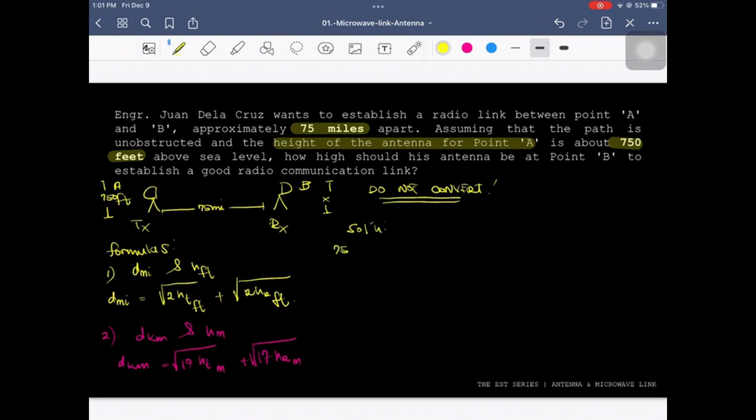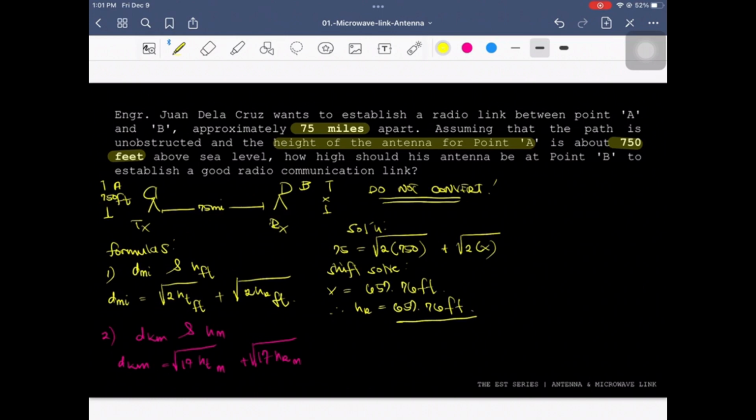Okay? So, plug lang natin yung value. 75 is equal to 2 times 750. Then, kunin natin yung square root plus 2 times X. So, yung X variable, ito yung height ng receiver. So, shift solve lang natin yan sa calculator. Ayan. And so, therefore, yung height ng ating receiver pala is 657.76 feet. Okay. So, makikita nyo, hindi sila same ng height.